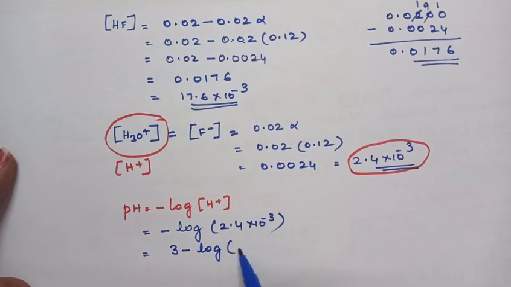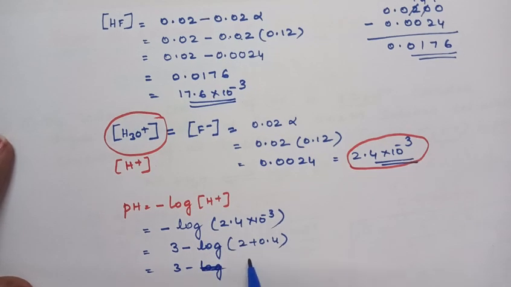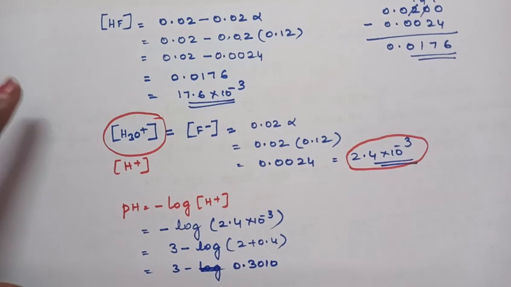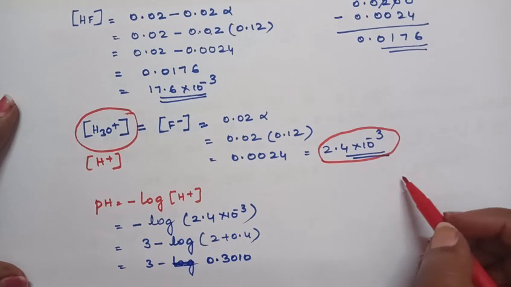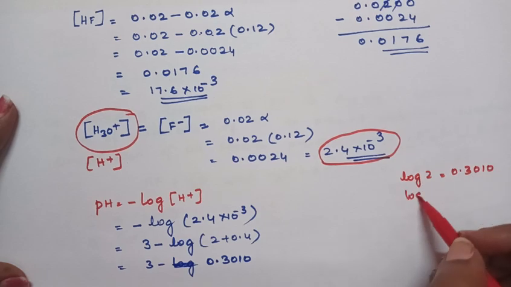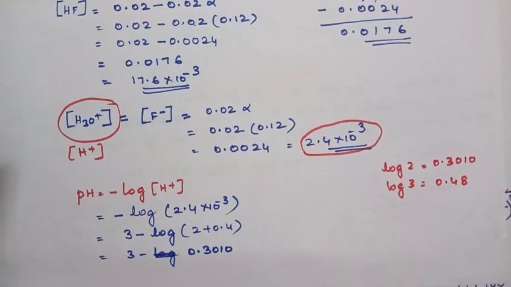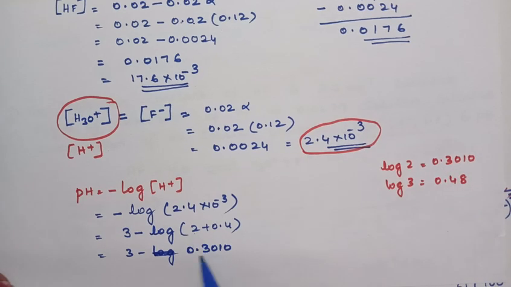2.4 we can write as 2 plus 0.4. So this is equal to 3 minus log of 2.4. Log 2 is 0.3010. Students, log 2 is equal to 0.3010 and log 3 is 0.48. These two values you should remember. So I substituted the log 2 value as 0.3010 plus the value for 0.4.